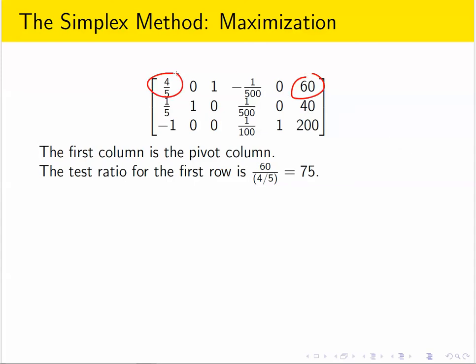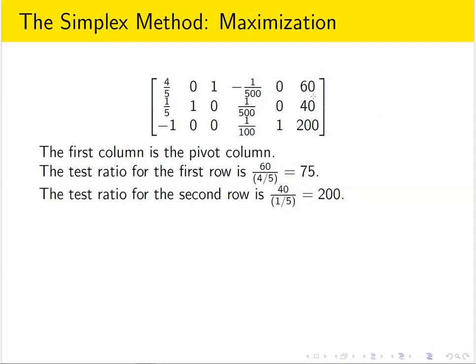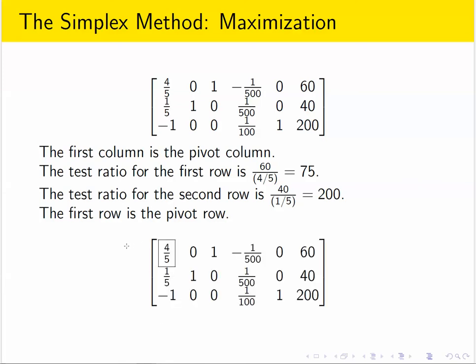60 divided by 4/5 is 75. 40 divided by 1/5 is 200. The smaller of those is 75, so the first row is our pivot row. Our pivot is in the first column, first row. We put a box around it to help us keep track.